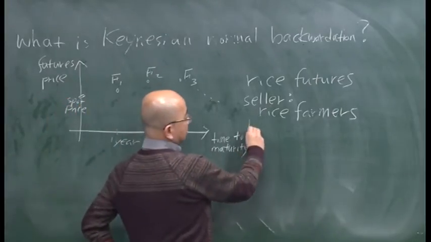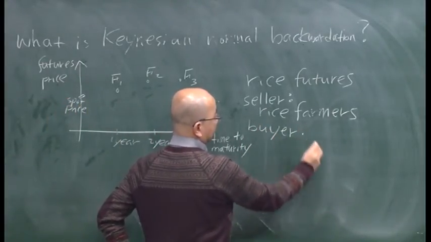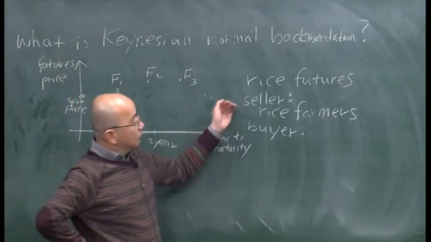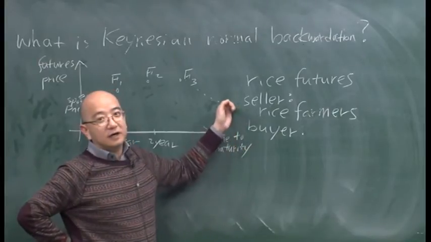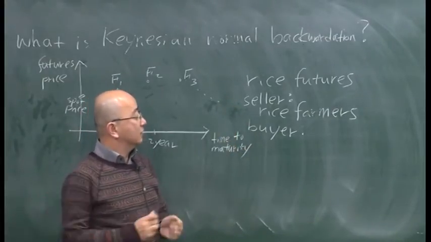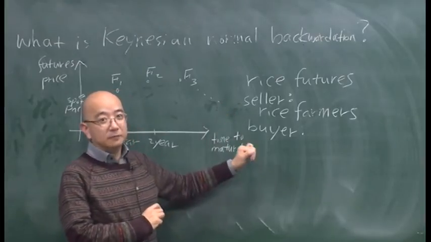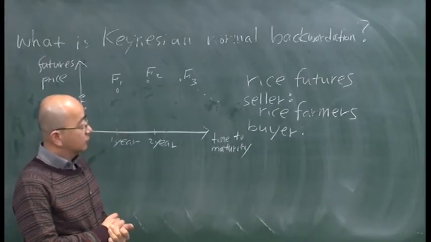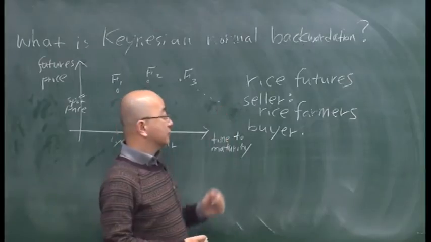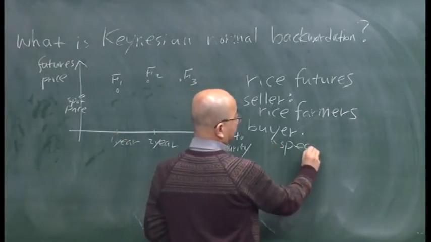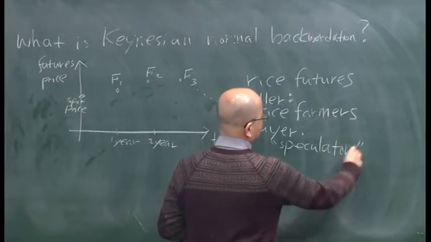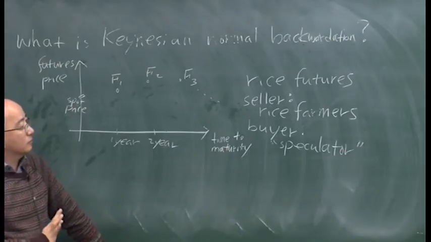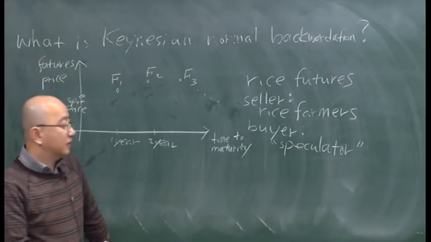Who is on the other side? Who are the typical buyers in the futures market? Farmers won't be on the buying side. They already have positive exposure to rice price risk. They don't have any reason to take a long position in the rice futures market. So the buyers here would be non-farmers, so we may just call them speculators. They don't have any reason to enter a futures contract other than profit motives.